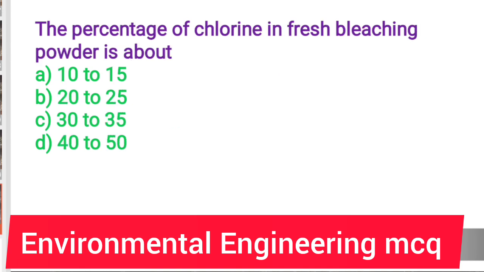Next question, the percentage of chlorine in fresh bleaching powder is about: option A 10 to 15, option B 20 to 25, option C 30 to 35, option D 40 to 50. The correct answer is option C 30 to 35 percent.